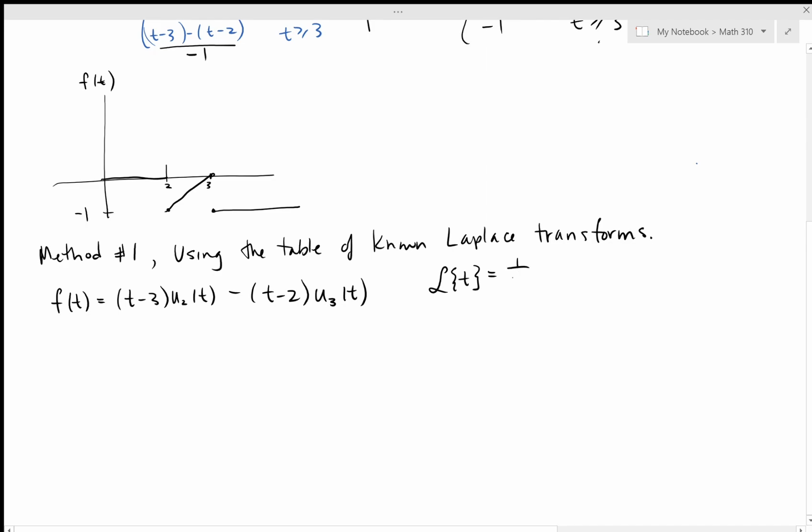That is 1 over s squared. Then I'm going to be having these delayed functions. So I'm looking at the table and seeing, oh, what does that look like? There's two more relevant pieces of information I'm taking from the table.